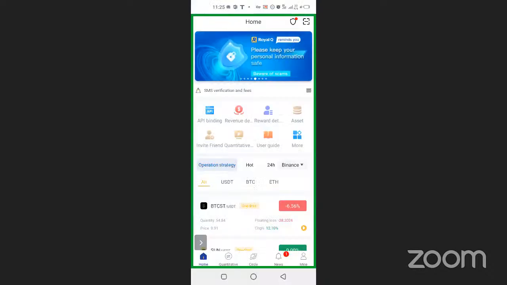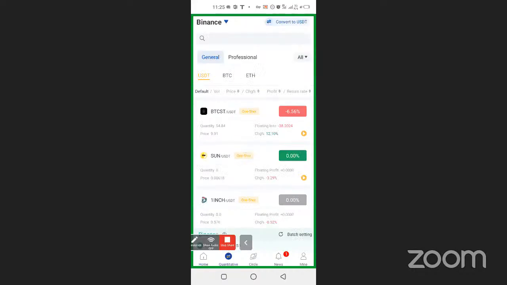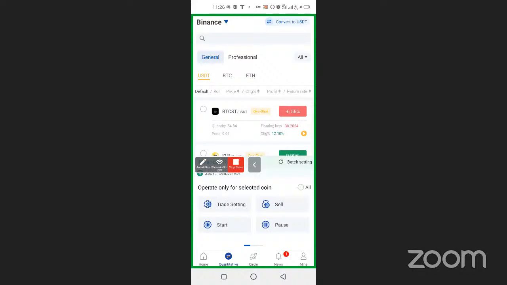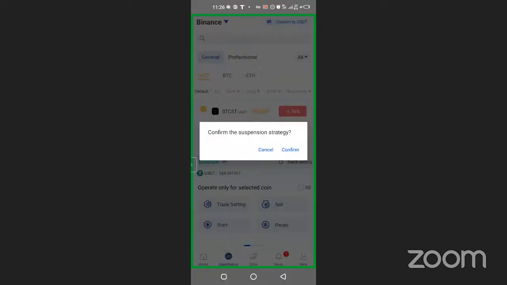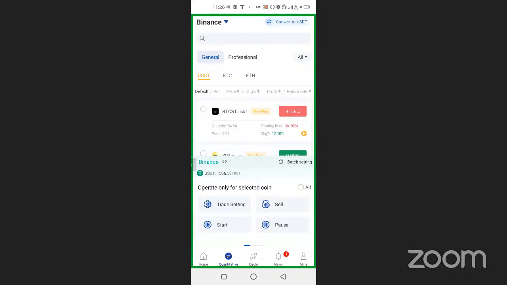This coin seems to be a little bit stubborn. There is this area on Quantitative called batch setting. When you tap on it, it gives you the ability to set up your trades. You can pause. You can pick a coin, then pause it. You can pick a coin from here and sell it. You can pick a coin from here and tap the trade settings. You need to first select either all or one, or you can select all and provide the same settings for all the coins.